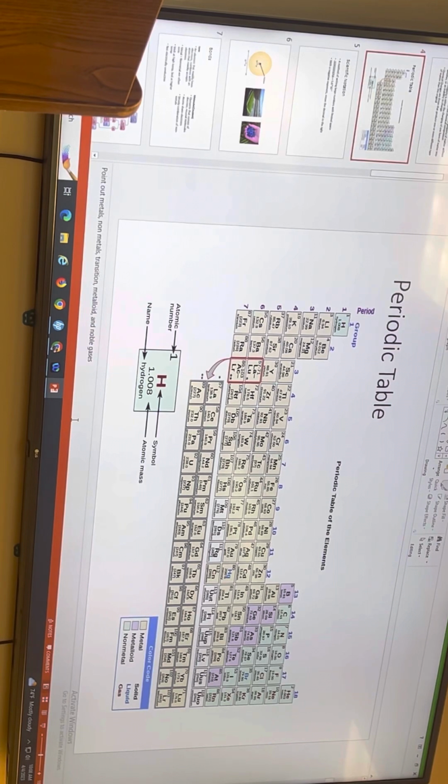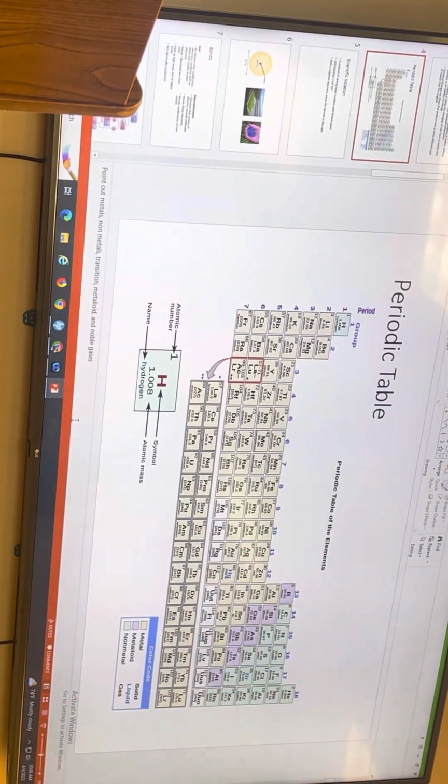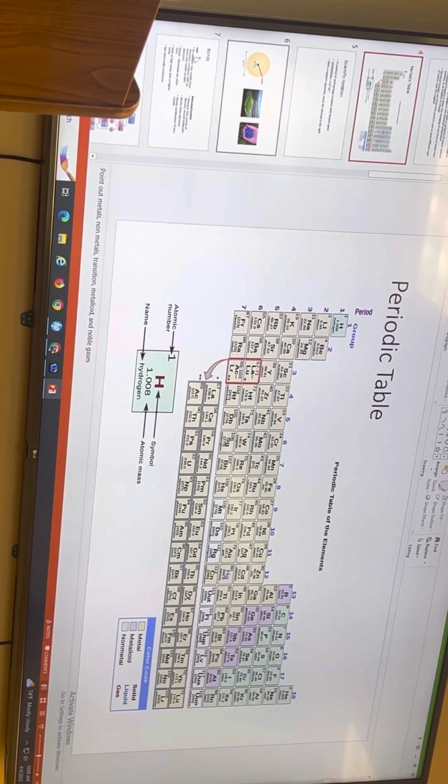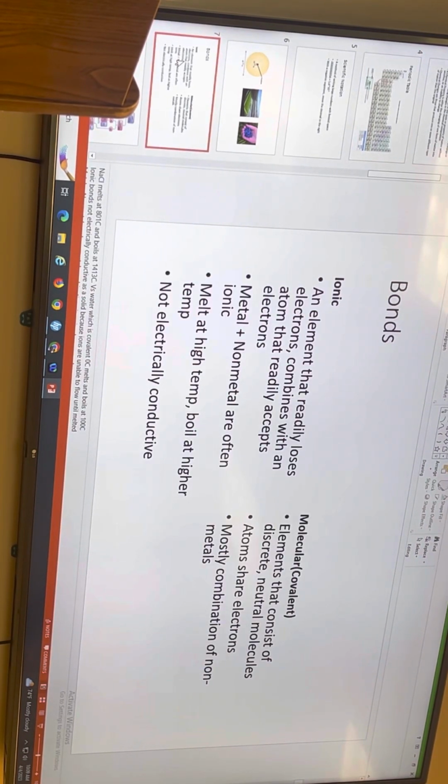Because this is an ionic bond between a metal and a non-metal, chlorine is hungry, thirsty, and greedy. It is going to take that electron so that it is full and it satisfies the octet rule. And that's how those ionic bonds work out. And because chlorine is taking it, now sodium is just kind of sad and lonely.